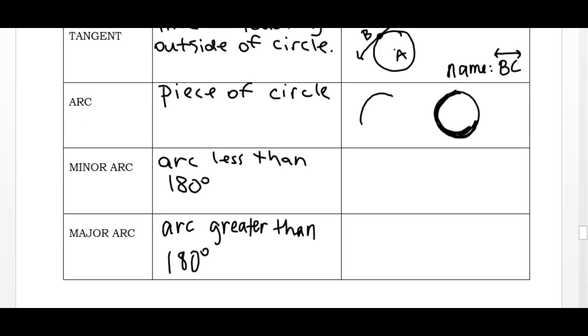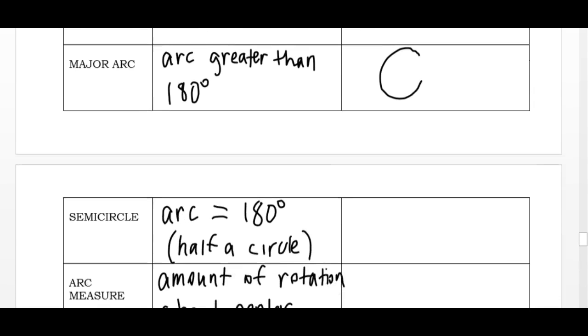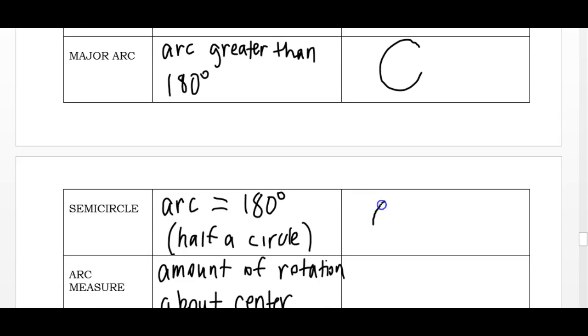A minor arc is an arc that's less than 180 degrees. So that first one I drew, that's less than half of the circle. A major arc would be more than half the circle, so that's a major arc. And a semicircle would be exactly half a circle. So if I have the top half, or even a skewed half, but exactly half of a circle is a semicircle.